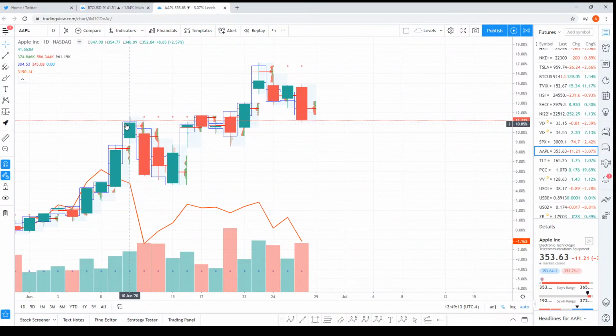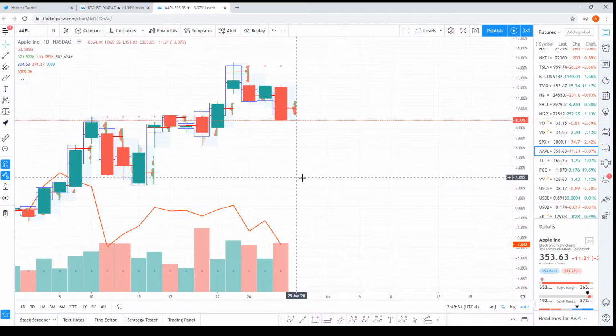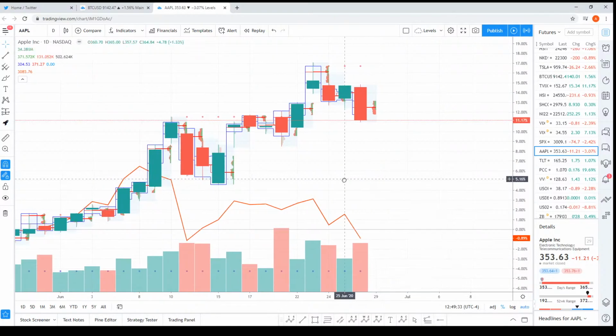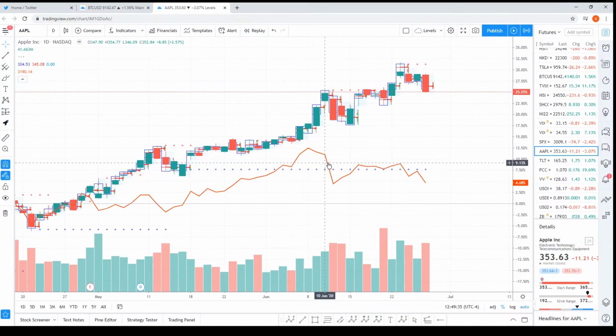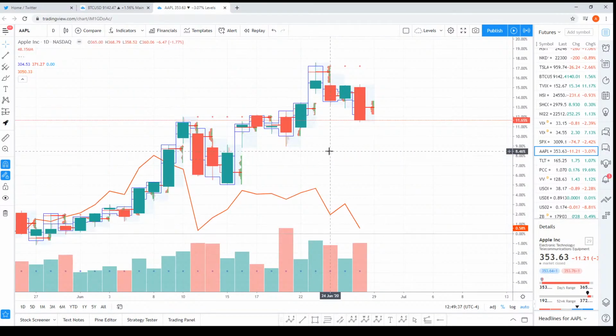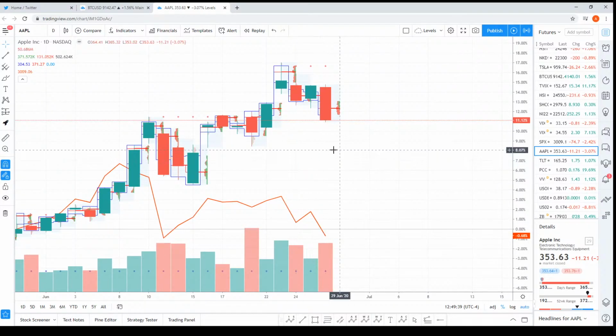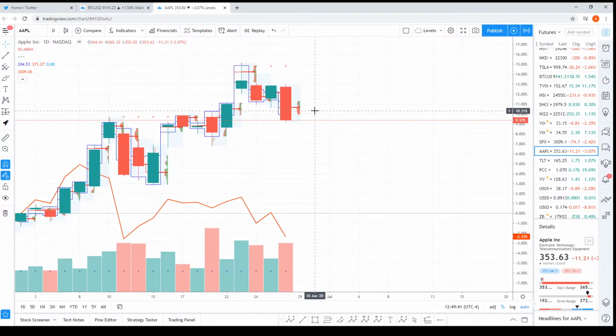So, you've got the close that's in the wick of this high where they sold off, right? You got the close in the middle of this whole range. It's not a good close, right? I'll be very surprised if Apple has a good day on Monday.